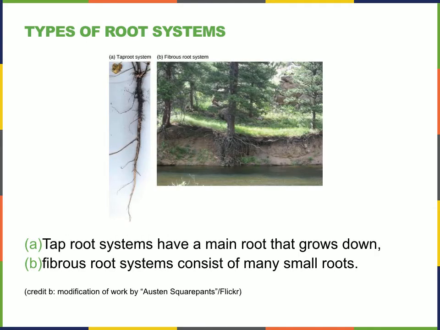Okay, then the root systems. There's two main types of root systems. Taproot systems have a main single root that grows down large and then gives off lateral roots like shown here. And in fibrous root systems, you have many, many small roots all branching from a single place.